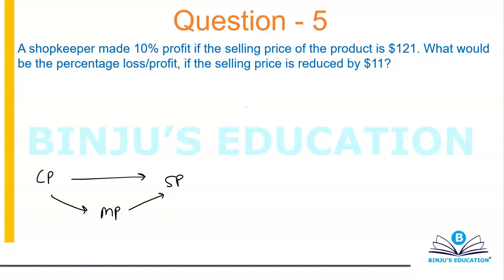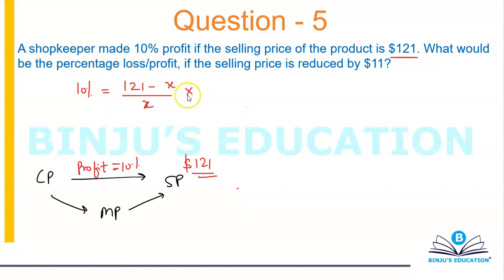So the shopkeeper made 10% profit. So I'm going to write profit as 10%. The selling price was $121, so this is $121. Again, the same thing, I have profit, I have selling price, calculate the cost price. So 10%, that is profit percent, is selling price 121 minus cost price, take it to be X, divided by cost price, which is X, multiplied by 100%. So in this case, I'm not going to commit any mistakes. So 0.1 is equal to 121 minus X divided by X, or 121 is equal to 1.1X, which will give you X is equal to 110. That means the cost price is $110.